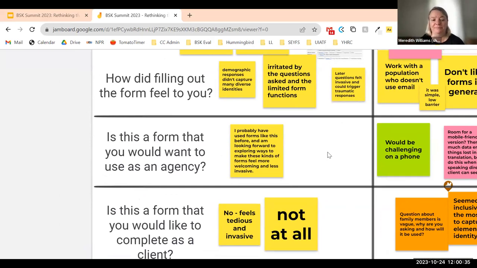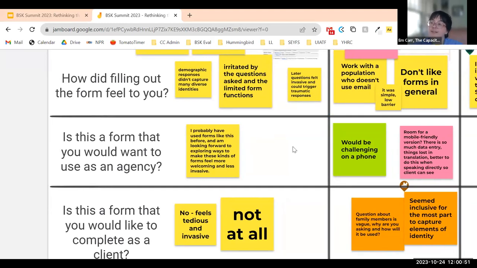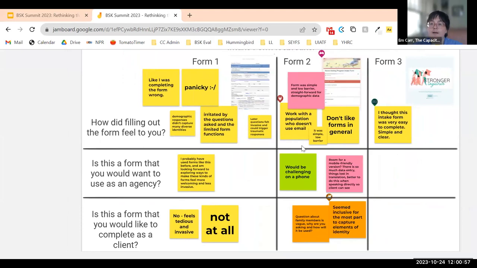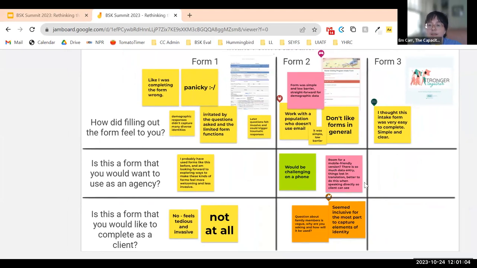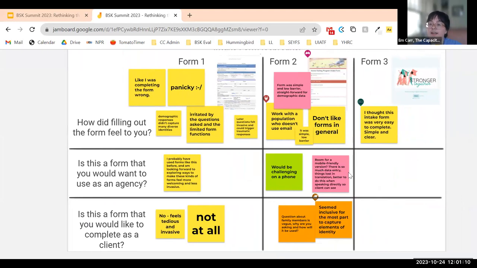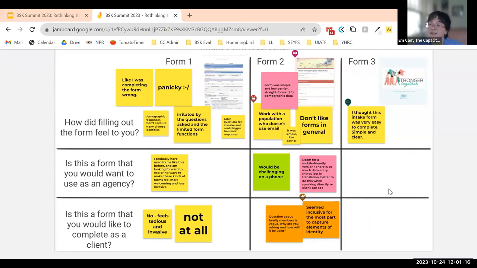Yeah, and to be clear, I did not design these forms to make one of them good, one of them medium, one of them bad. They all have good components to them, and then they all have components that might be challenging or you might want to change. The point about it being a physical form that you can see the end of, it looks like that came up for people in form two as well, which was a Google form. It would be challenging on a phone, difficult when you're doing a mobile friendly version. It was low barrier, but it maybe doesn't work with people who don't use email. I know also if you're ever doing intakes with people and you're out and about, you might not have a phone or a tablet or internet connection to be able to do that.